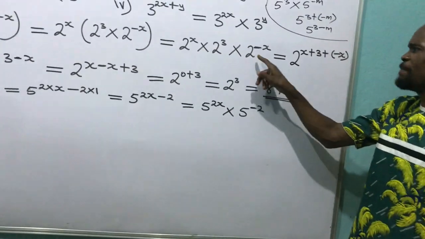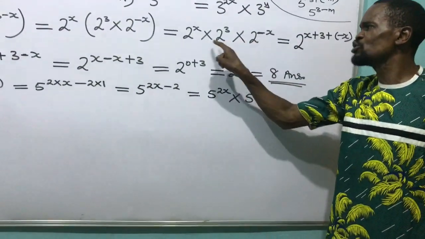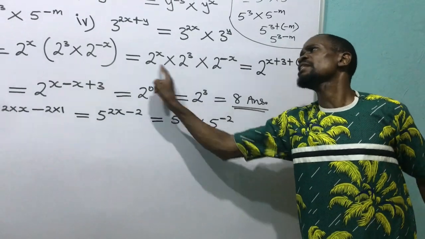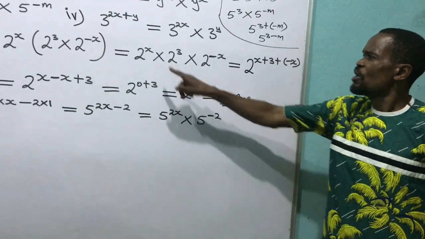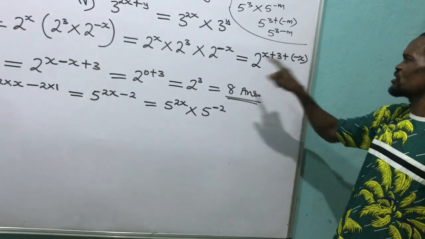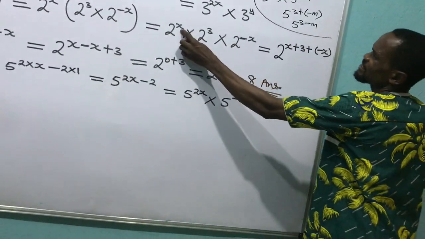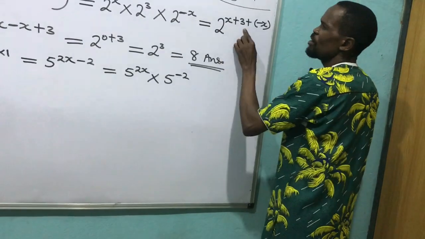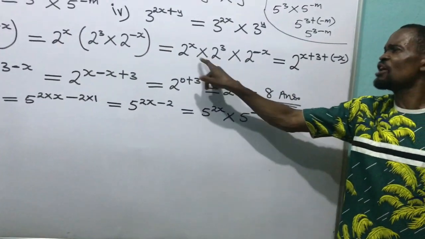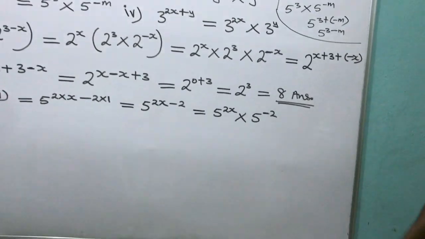And they are of the same base. Base 2, base 2, base 2, multiplying themselves. I add their powers. What is their power? x plus 3 plus minus x. Have you seen it? Because they are multiplying themselves and they are of the same base, I add their powers.